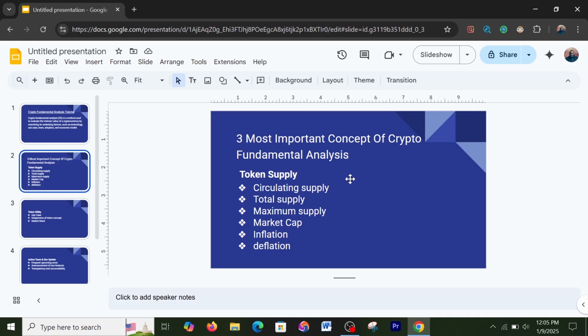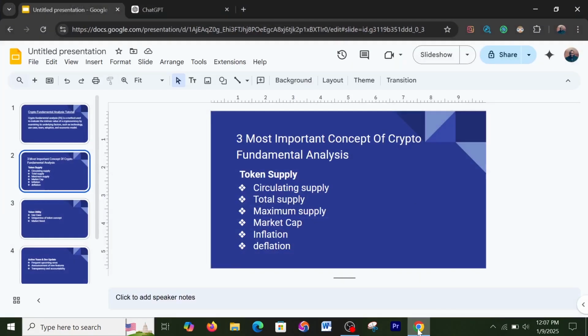Circulating supply is all of the tokens circulating in the market, all of the tokens available for sale or that can be bought and sold, all of it that you can find on an exchange. So that's circulating supply: all of the ones people can buy and keep in their wallets.